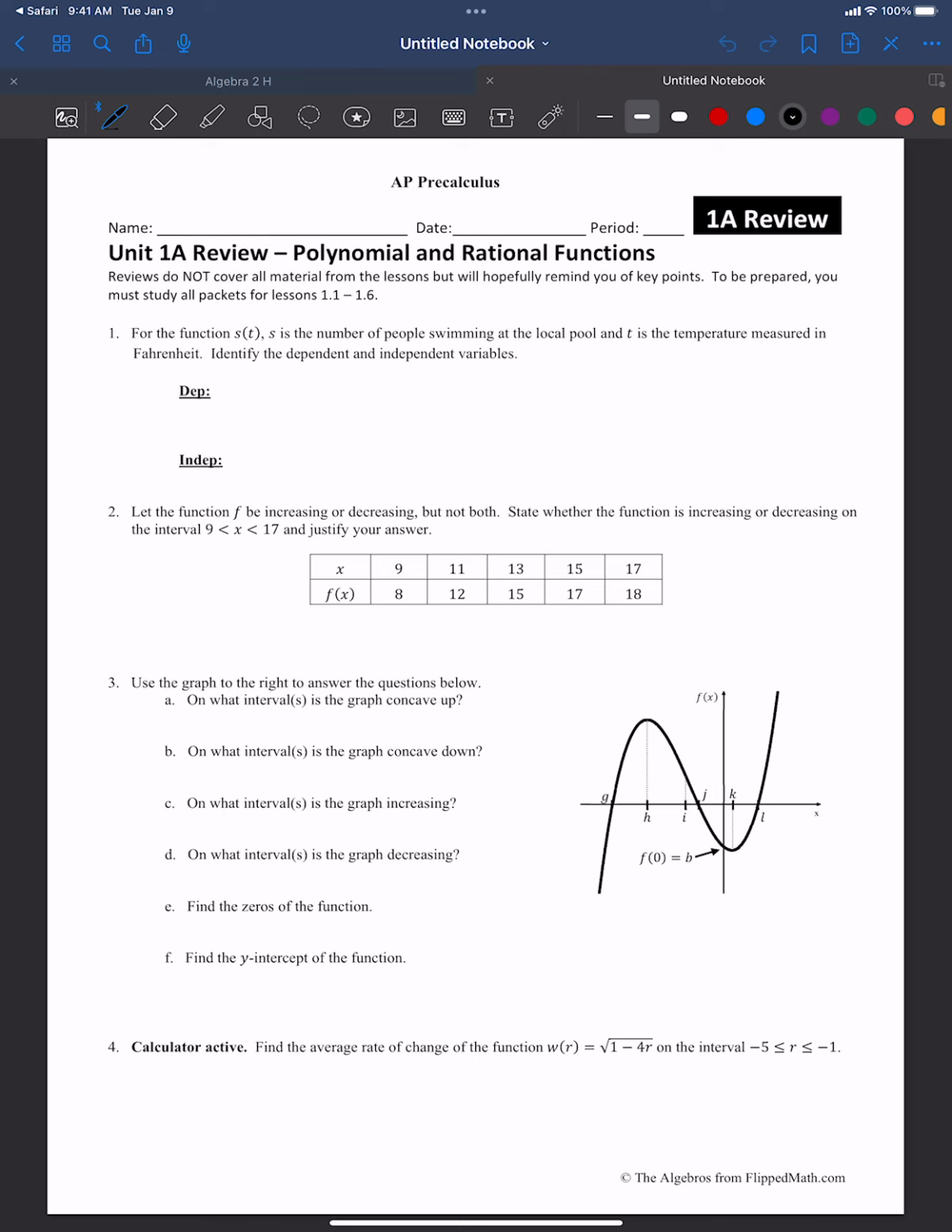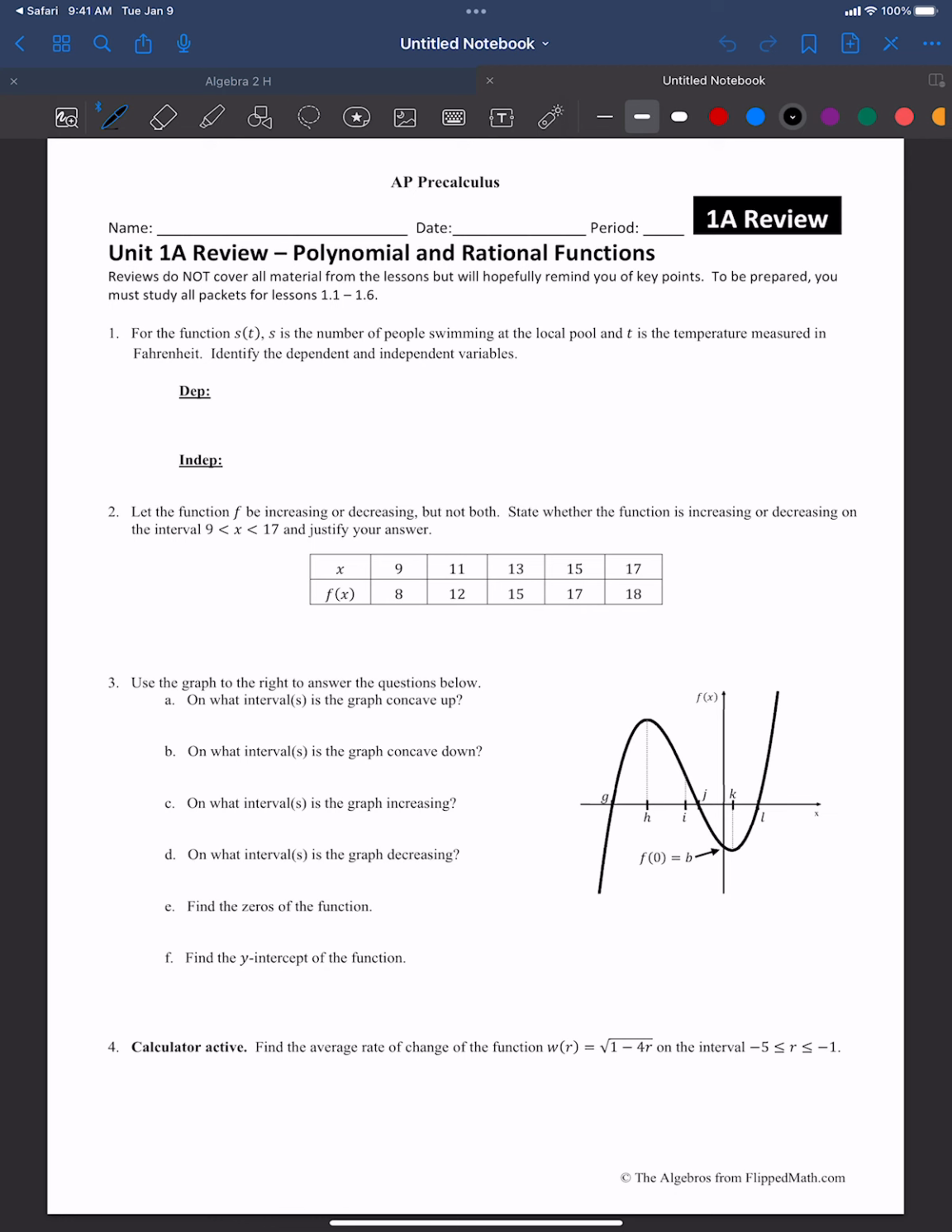Everyone, so this is the Unit 1A review. You have the printouts of these, but this is the official reviewing of the solutions, just to help you prepare for your progress check. So keep in mind the reviews do not cover all material from the lessons, but should give you key points.